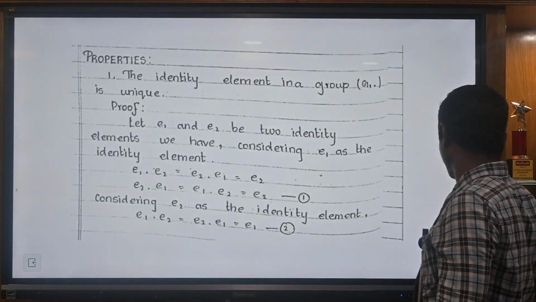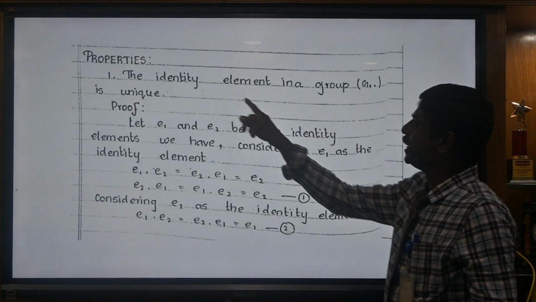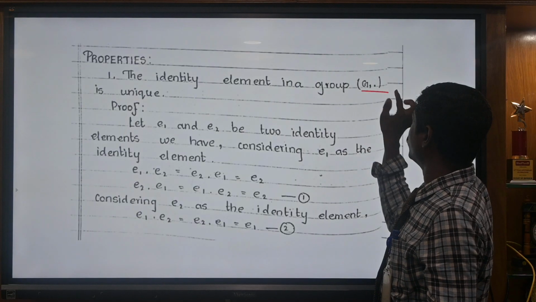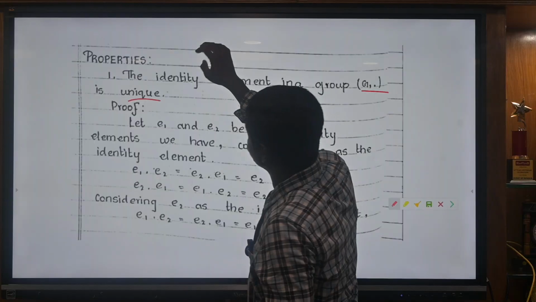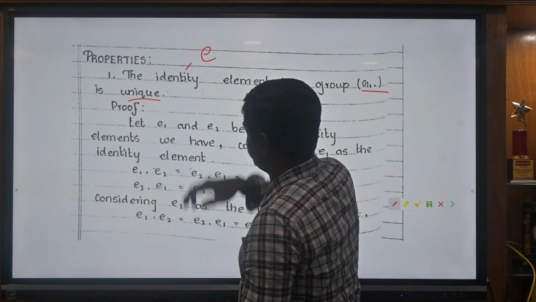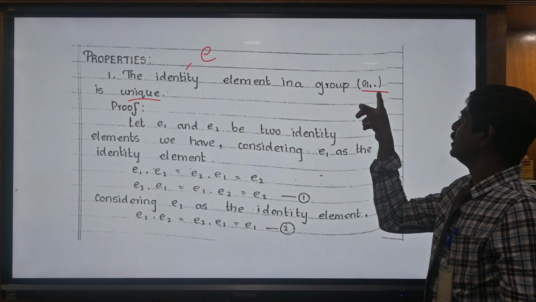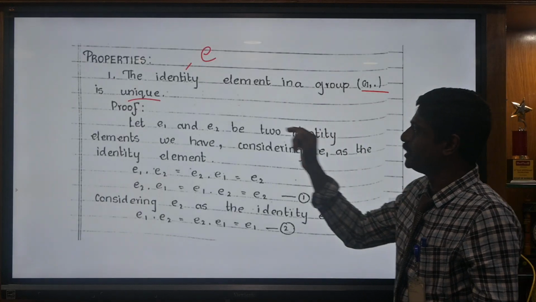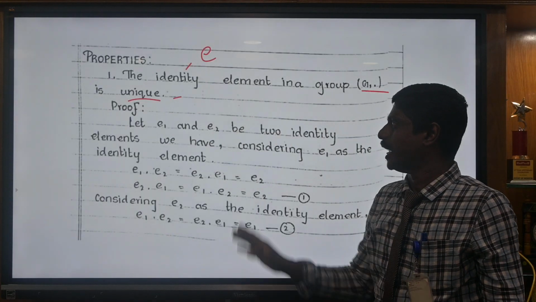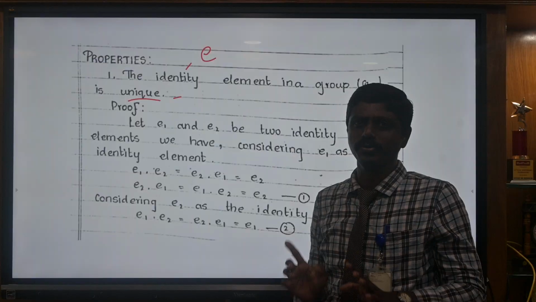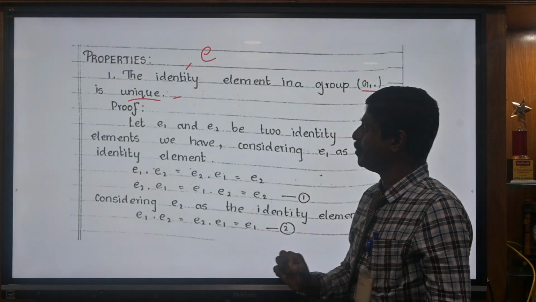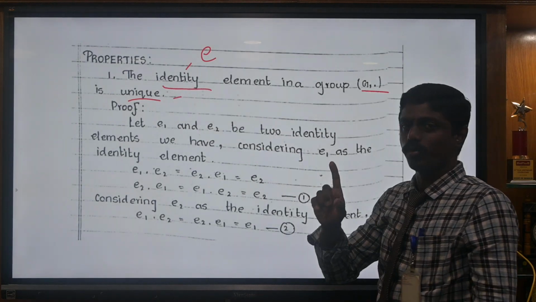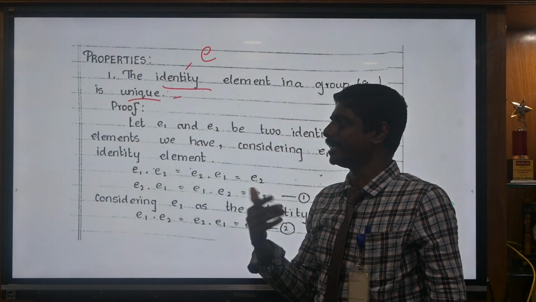Next problem. So very important. The identity element in a group G comma dot is E. What is the identity element with respect to dot here? E. What do we have to prove here? G is a group with respect to dot, the identity is unique. What is the meaning of unique? In a group we have only one identity element. We have only one identity element, no other identity element.